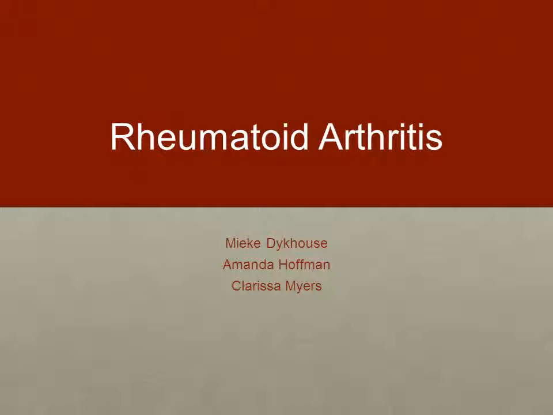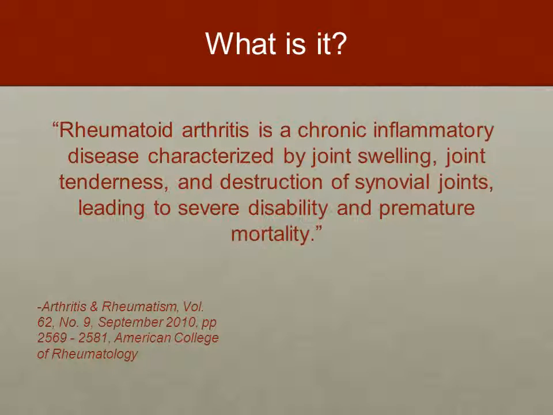This is an overview of rheumatoid arthritis. Rheumatoid arthritis is a chronic inflammatory disease characterized by joint swelling, joint tenderness, and destruction of synovial joints, leading to severe disability and premature mortality. Furthermore, rheumatoid arthritis is the most common form of autoimmune arthritis.